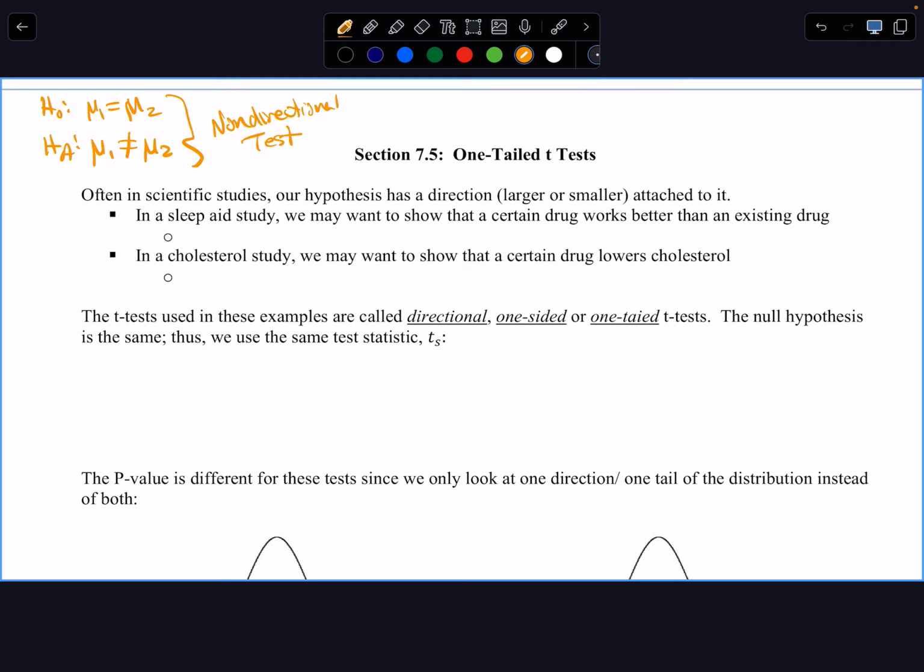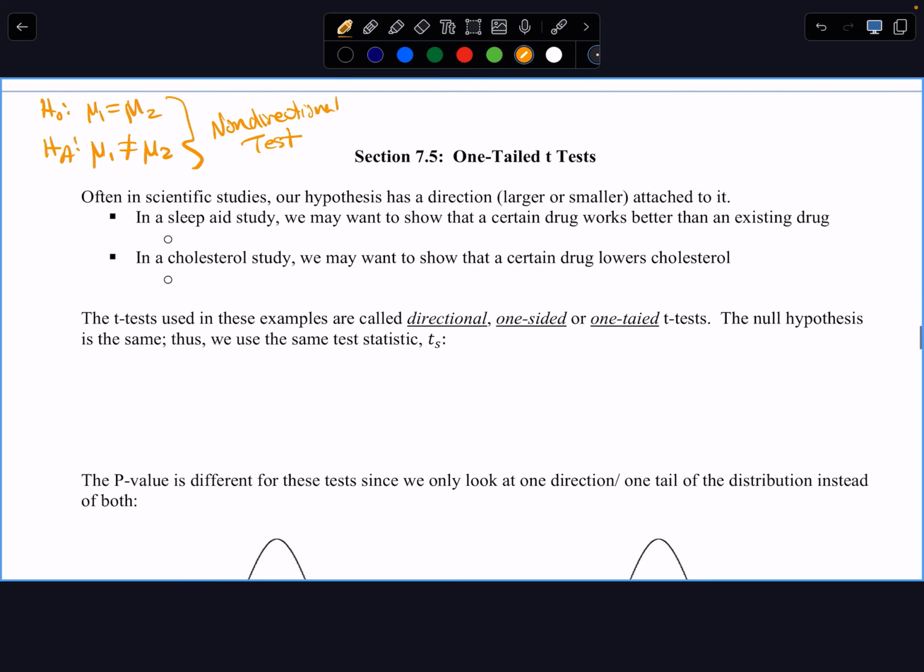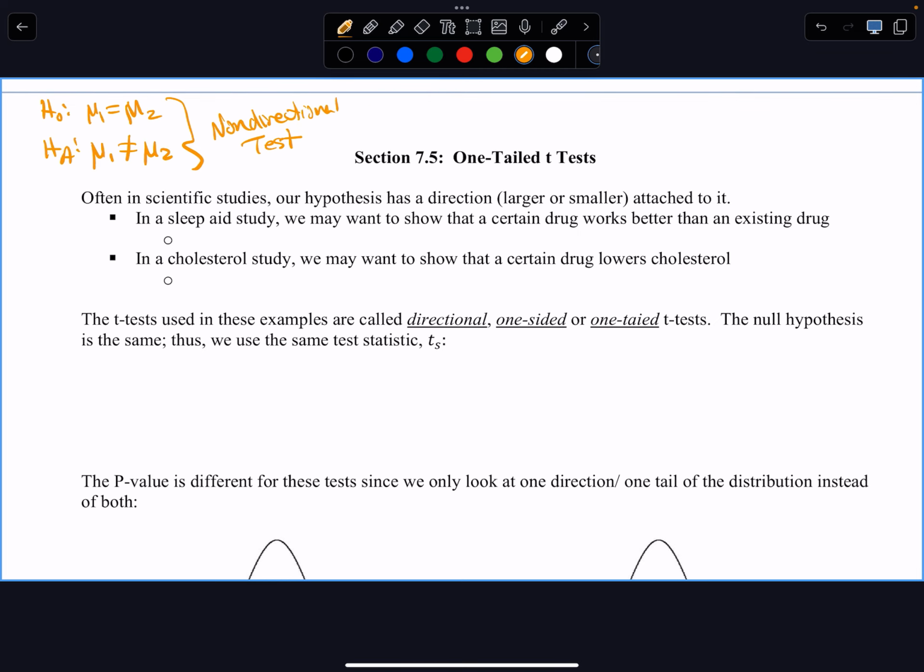Well, there are some hypotheses where we're thinking that one population mean would be greater than the other population mean, or one population mean may be less than the other, right? And so it says, often in scientific studies, our hypotheses have a direction attached to it, right? Either a greater than or less than. And so in this example, it says in a sleep aid study, we may want to show that a certain drug works better than an existing drug, right?